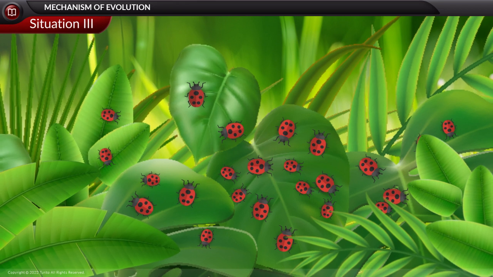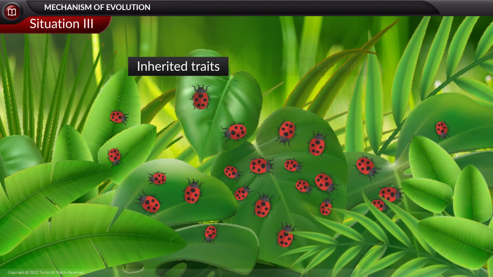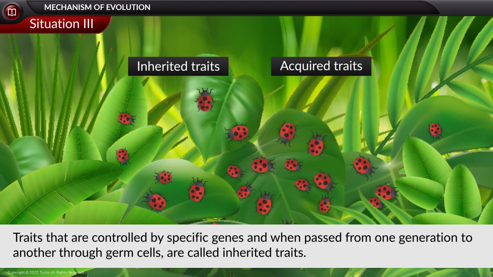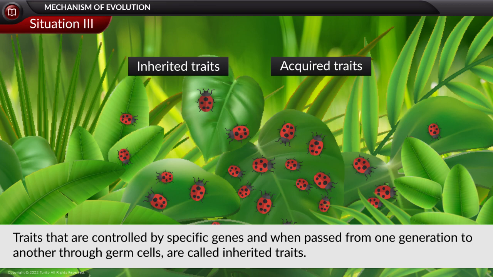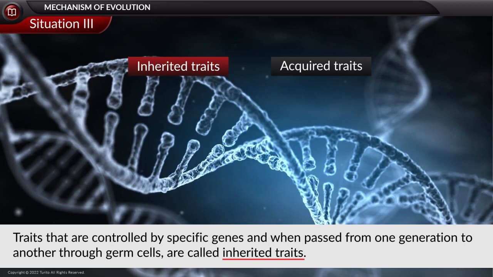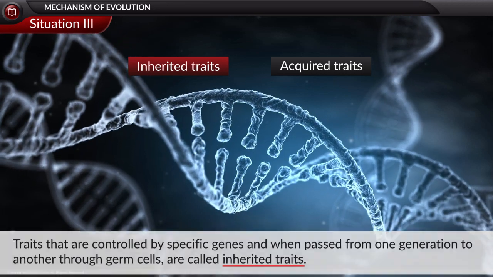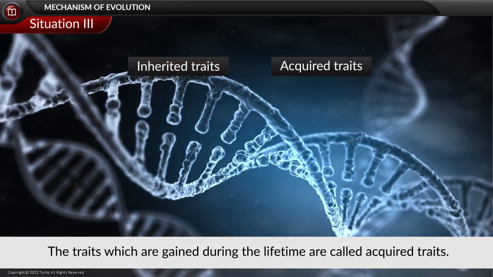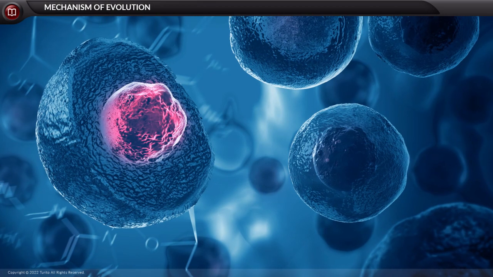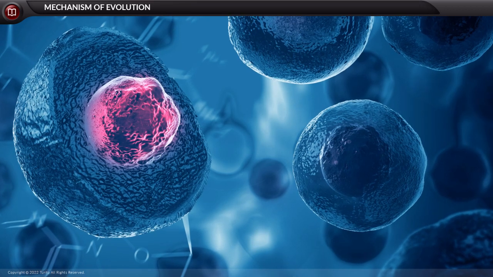While considering the third situation, there are two kinds of traits in every organism called inherited traits and acquired traits. The traits controlled by specific genes and passed on from one generation to another through germ cells are called inherited traits. Any alteration in the DNA will be passed down through germ cells to the progeny, resulting in variations in them. The traits which are gained during the lifetime are called acquired traits. These cannot be passed to the progeny, as these traits influence only somatic cells and not the germ cells.